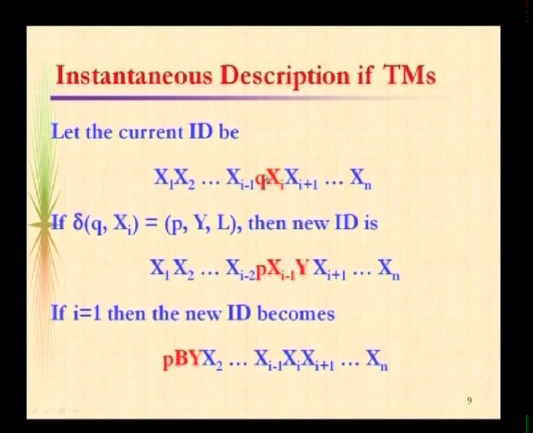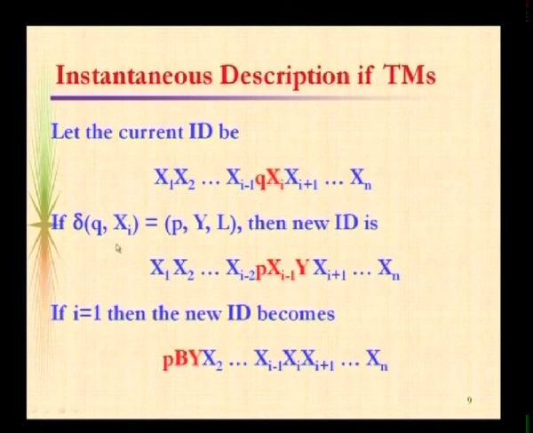The state is not present on our tape, it is with the finite control, but not with the tape. But here, just for understanding, we have introduced that q in between x i minus 1 and x i, telling that the current symbol which is going to be pointed to by the finite control is x i.